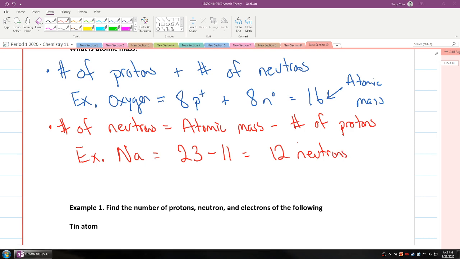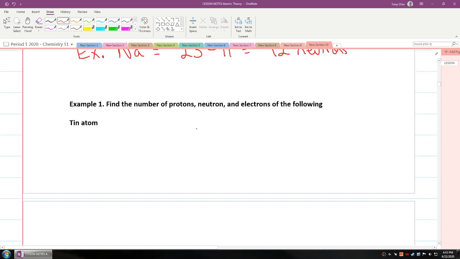So let's practice that. Let's look at example 1 and talk about this. Let's find the number of protons, neutrons, and electrons from the following. Tin atom. I will write it as PNE, not the Pacific National Exhibition, but in this case, protons, neutrons, electrons.